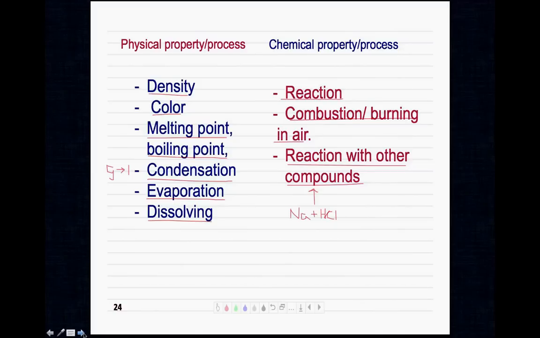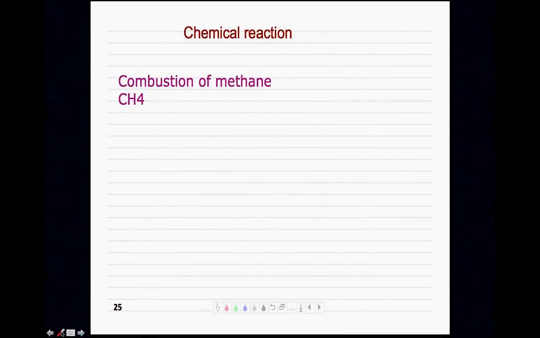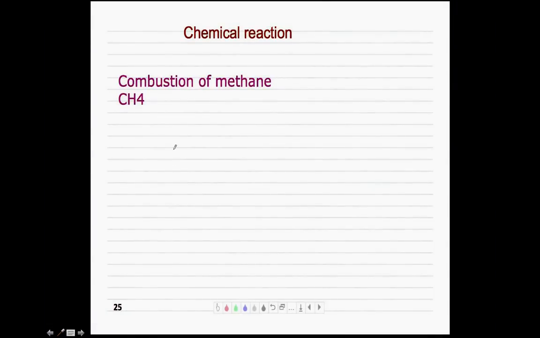An example of a chemical reaction is the combustion of methane. If I use this Bunsen burner, turning it on and burning it, that's the burning of methane. We call this reaction combustion. A combustion reaction is the reaction of any chemical, whether it is a metal or an organic material like methane, plus oxygen.